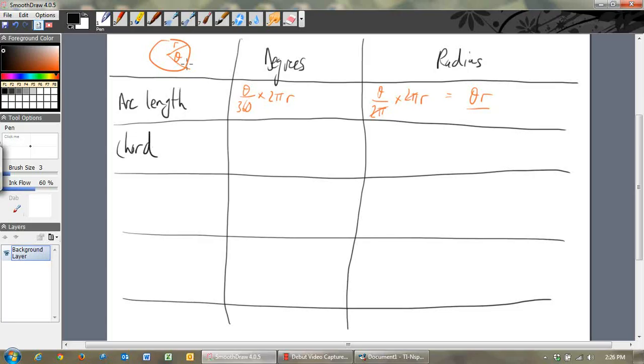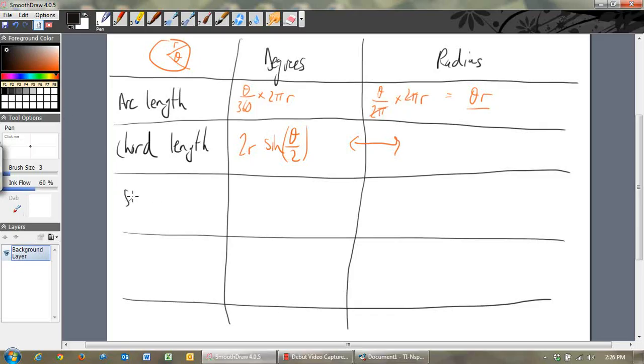Okay, let's go to the length of the chord. Chord length is just going straight across from point to point. I'll prove these in class, but I'll just write them down for now. Your chord length will be 2r sine of theta over 2, in brackets like that. It doesn't matter whether it's degrees or radians, that's the same formula, because we've got sine in front of it. Up here we didn't have sine or cos or anything. So there's your formula for chord length.